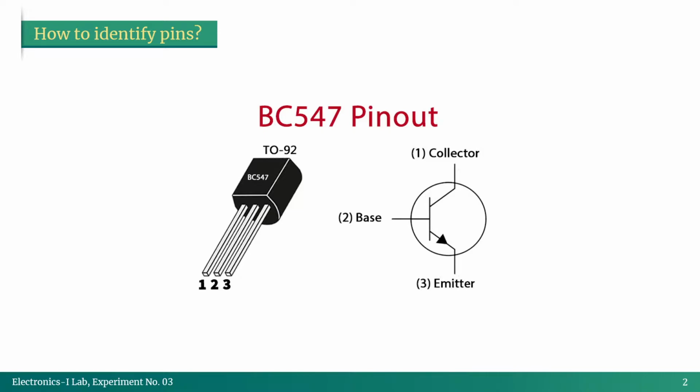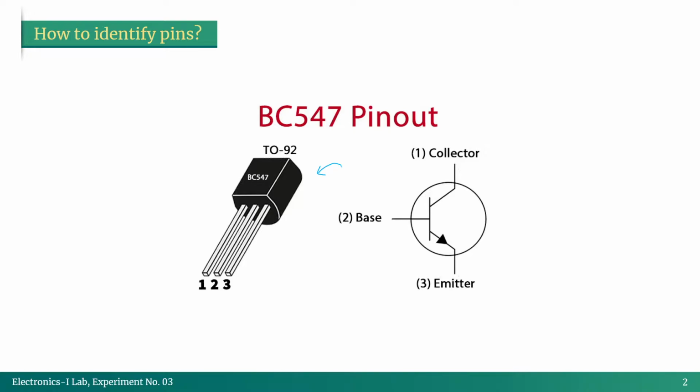So let's go there. Before we start our experiment or theory about that, we need to identify the pins of a practical transistor or BJT. We already know that there should be three terminals or pins in a particular BJT. Here, as you can see, this one is an example of a practical transistor, and this one is NPN type. The model number is BC547, which we are going to use in our lab for experiments.